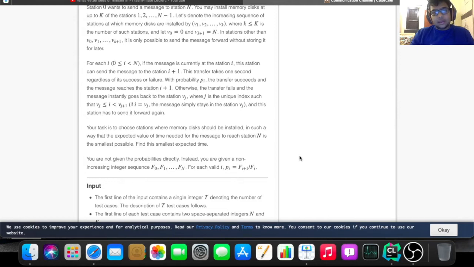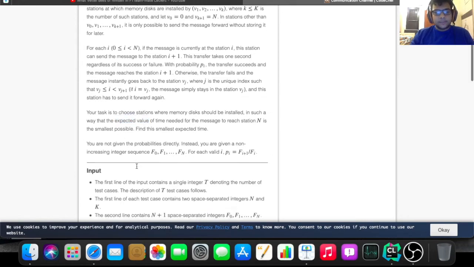So we need to choose k stations such that if the memory disk is installed in those k stations, then the expected value of time needed to deliver this message all the way to station n is minimal. So we're using this expected value concept, which is a part of probability theory.